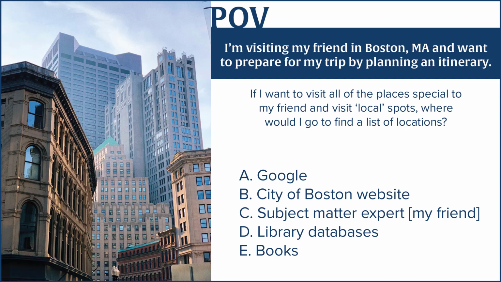Great! In this case, since I would like to see my friend's favorite spots around Boston, she would be the subject matter expert, so it would make sense to go to her first. If for some reason she didn't immediately answer my phone call or text and I still wanted to get started on my itinerary, I could perhaps go to Google or the City of Boston website for a place to start, but it would still make sense to go directly to my friend for her favorite spots.